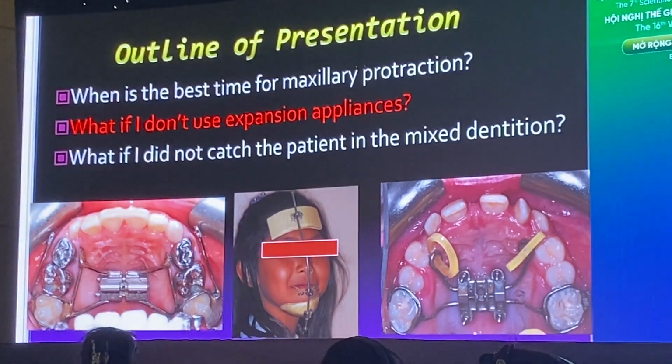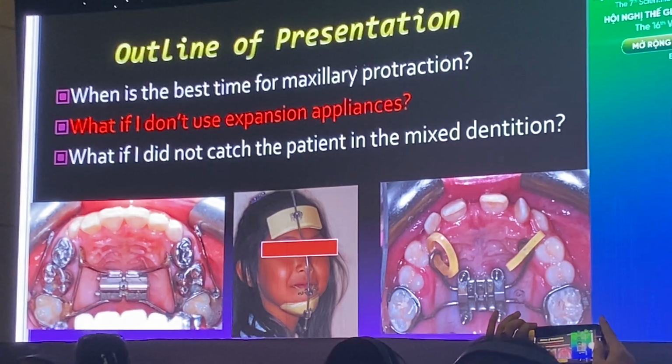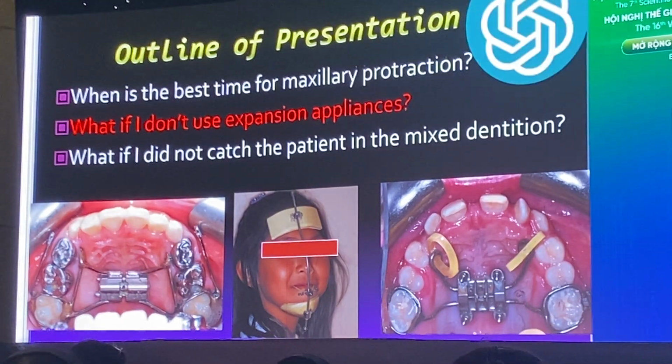Okay, now, second question. What if I don't use expansion appliance, all right? I cannot use the hybrid Hyrax in the mixed dentition, okay? If there is no expansion appliance for that reason, right? So what should I use, okay?